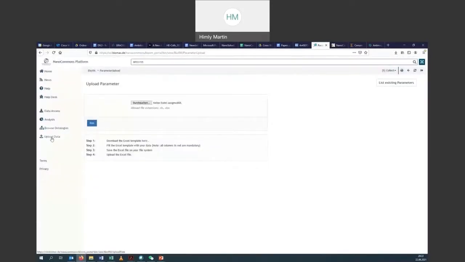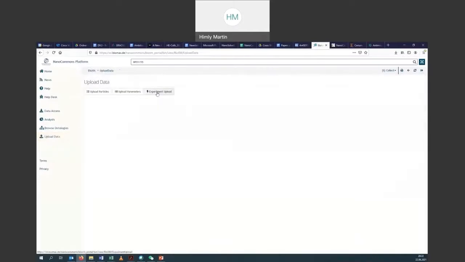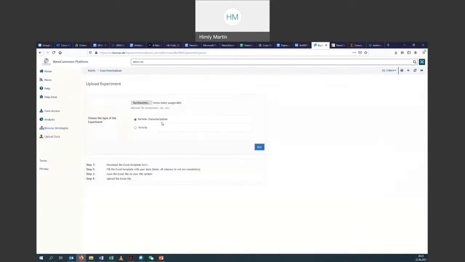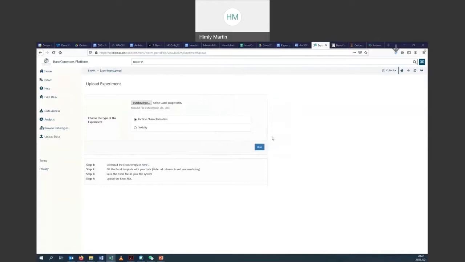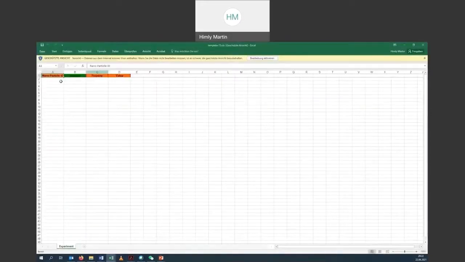But now we go ahead and do upload experiments. So for example, for particle characterization, what you need to do here is to download the Excel template sheet. This is what it looks like. This is basically already such a format. So you need to then input the nanoparticle ID, which you have obtained from the knowledge base.